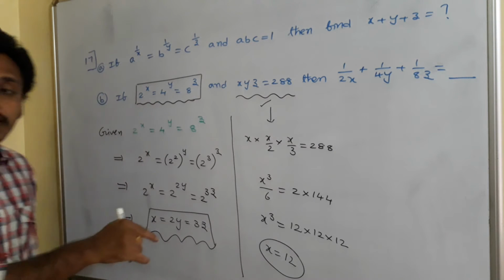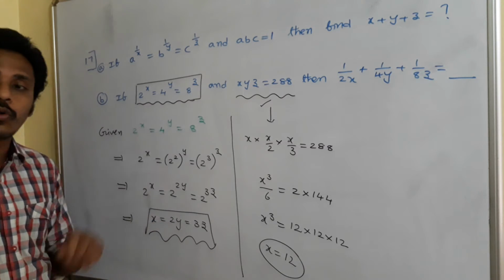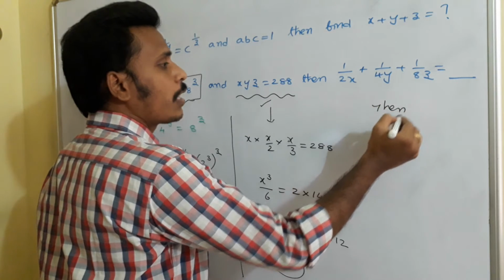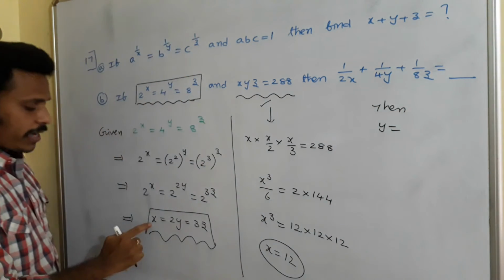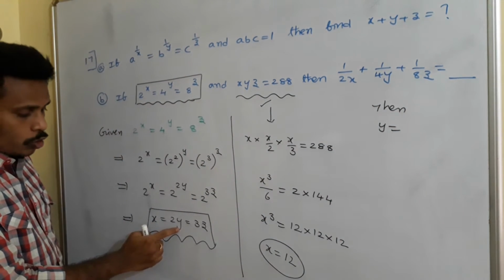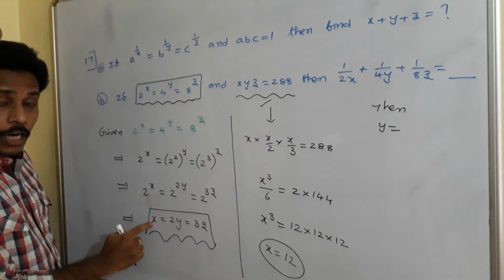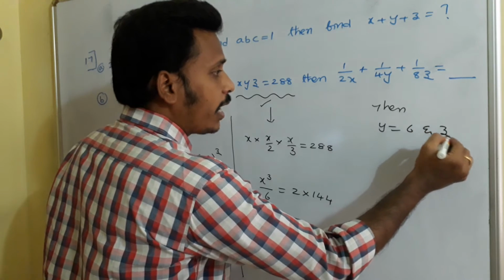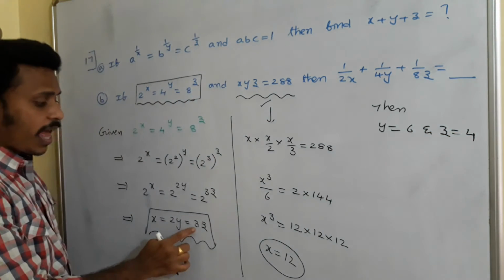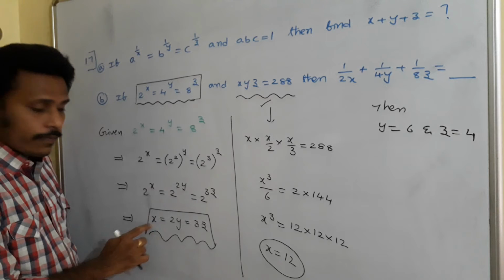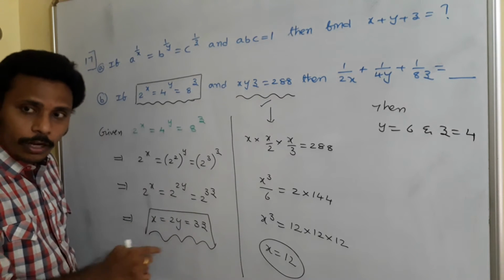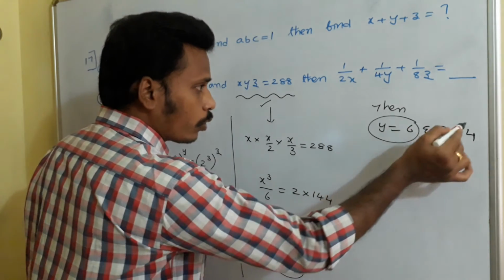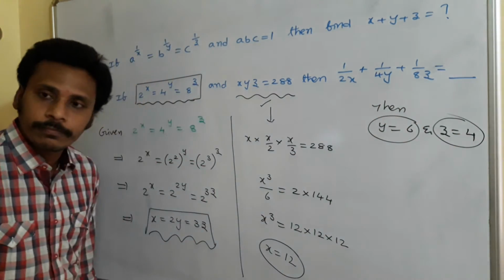Right. Since x is equal to 12, what do you say about y and z? Then y is equal to, x is equal to 2y, so x is 12, and so y is 6. Directly I am writing, and z is equal to 4, because here I have 3z is equal to 12, so z is equal to x by 3, 12 by 3, which is 4. So finally we have x is equal to 12, y is equal to 6, z is equal to 4.